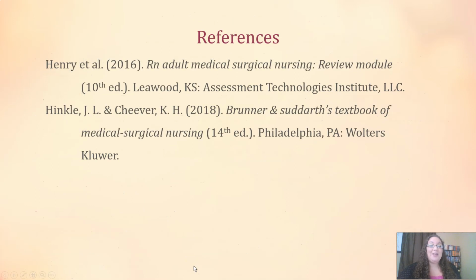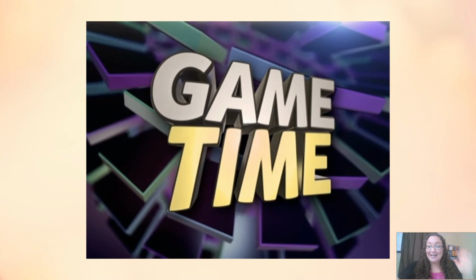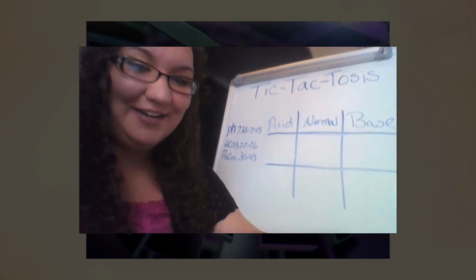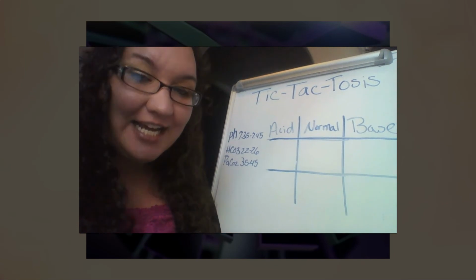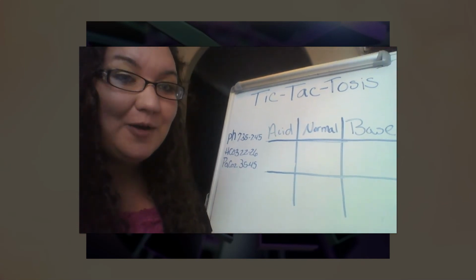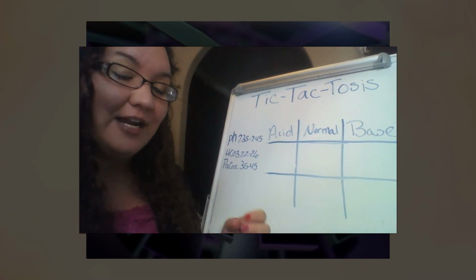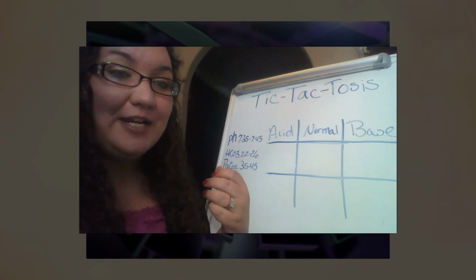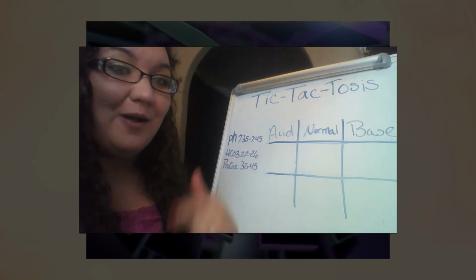So now, got my references and it's game time! Okay, so I'm going to pop back up here. All right, so the game I have today is tic-tac-tosis. Tic-tac-tosis is a fun game that will help us to be able to determine, based on respiratory gases, arterial blood gases, if someone is in metabolic acidosis or metabolic alkalosis.